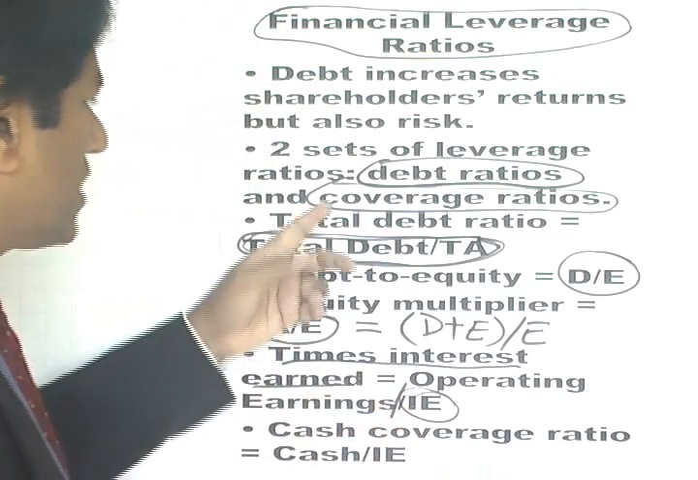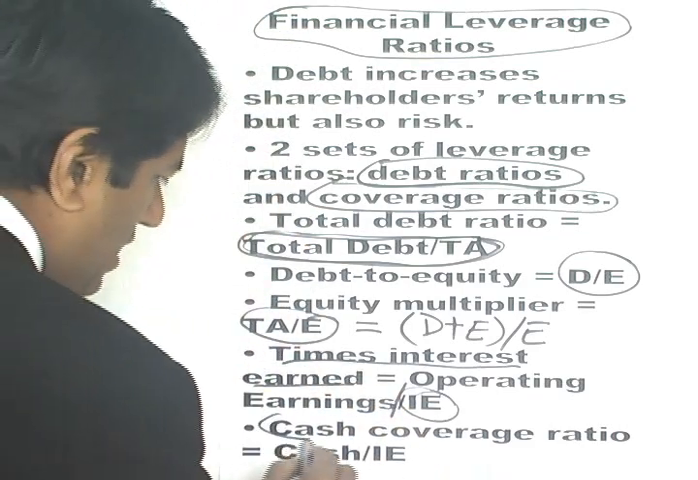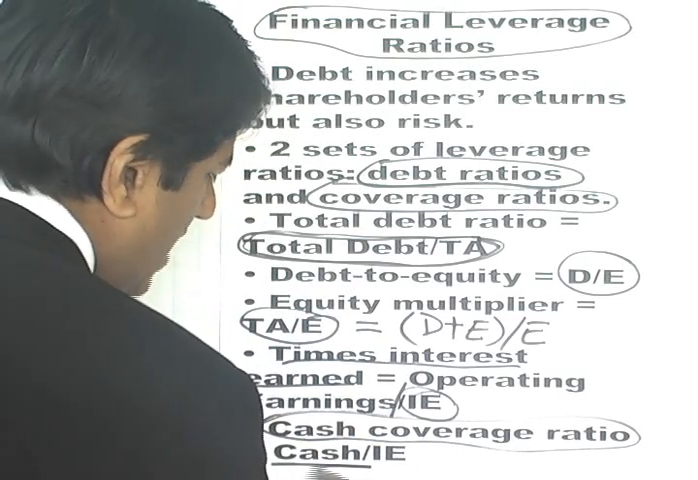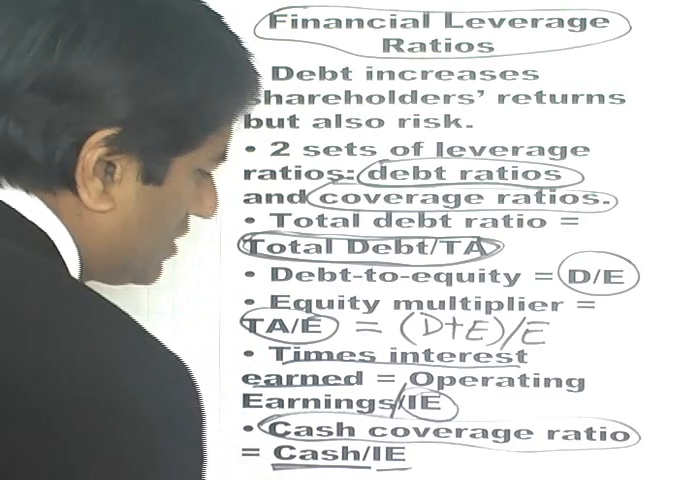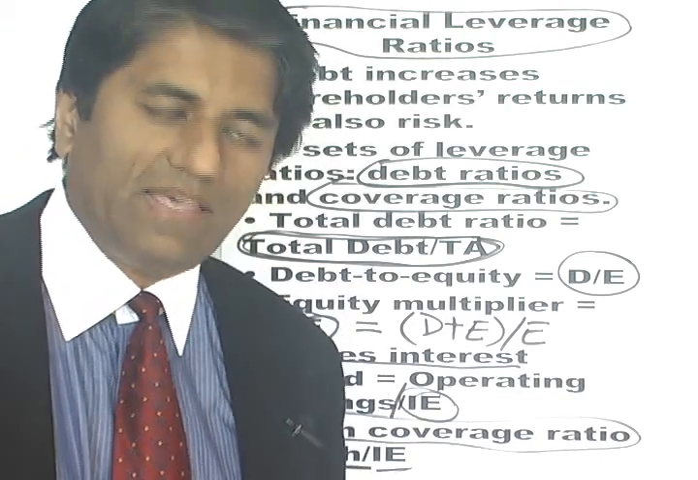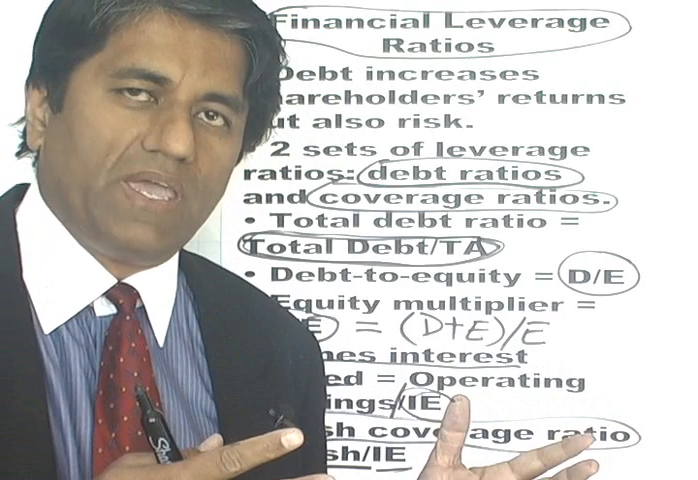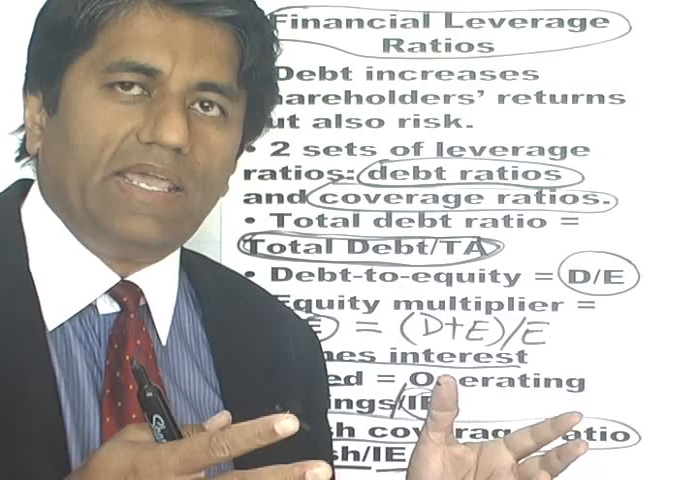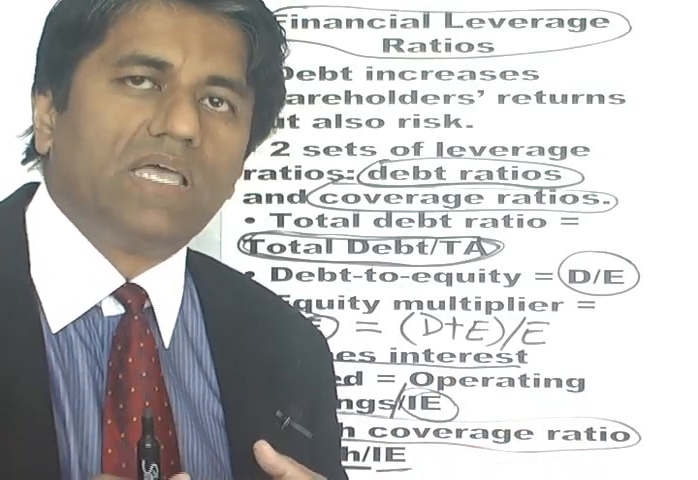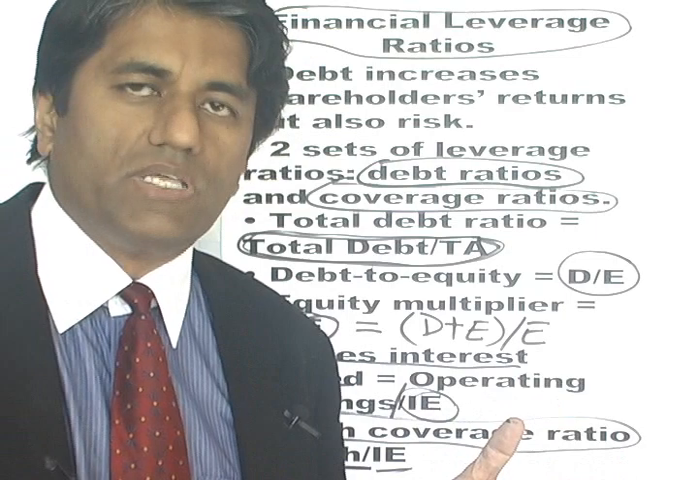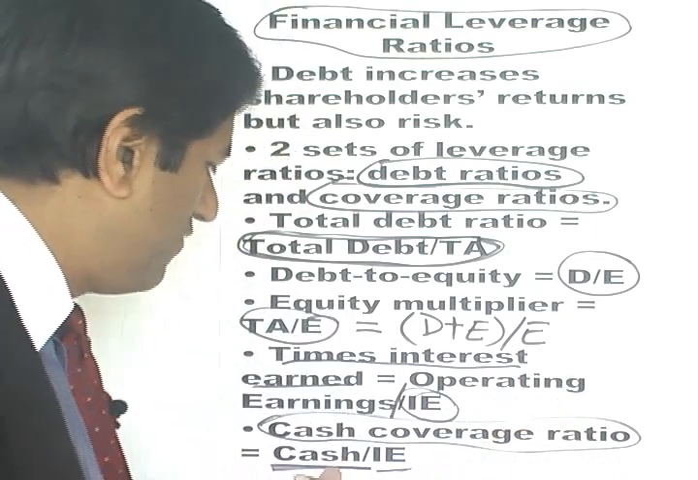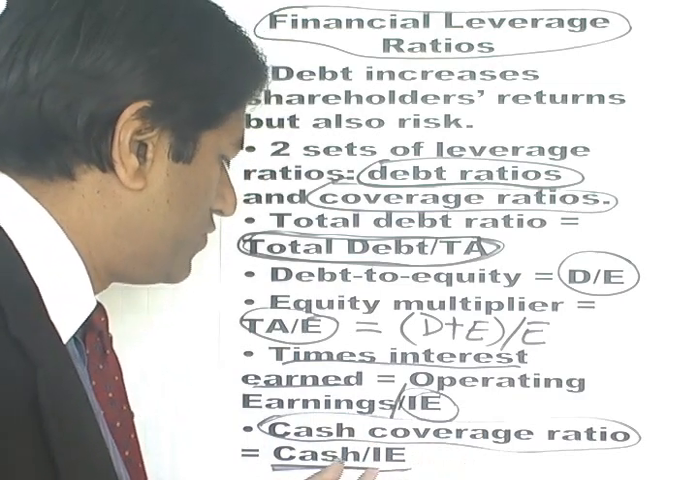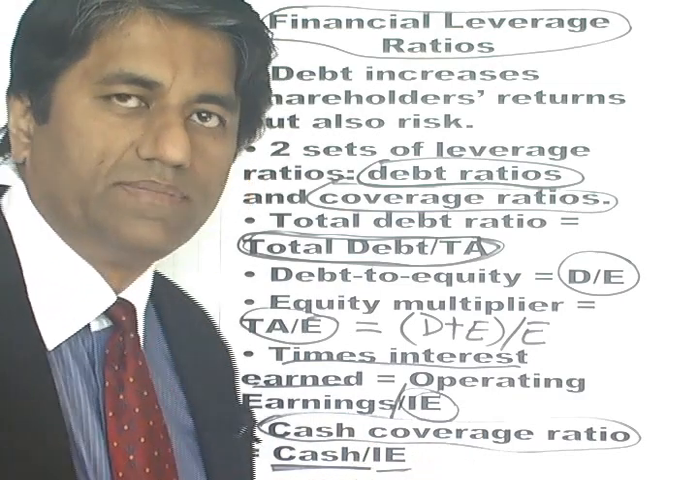The next coverage ratio that we look at is the cash coverage ratio, which is defined as the cash of the firm divided by interest expense. And once again, the larger this ratio is, the more likely it is that the firm will be able to meet its interest obligations, because if it's larger, it means that the amount of cash which the firm has relative to its interest expense is larger.